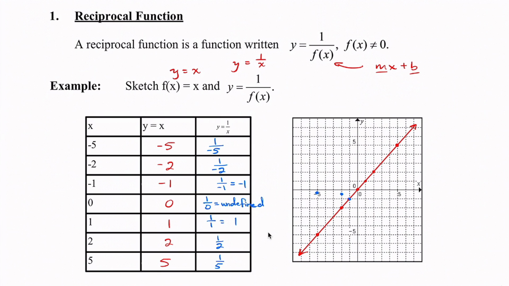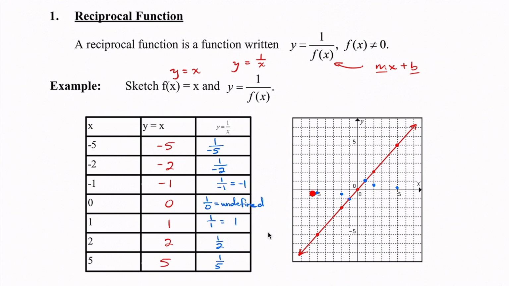And then the next one, at 0, we were undefined. And then at 1, we were at 1. So that's going to be right there, overlapping on that other point. And then at 2, that's right here, we're at 0.5. So we are right there. And then at 5, we're at 1/5. So again, we're down really close to 0, at 0.2.